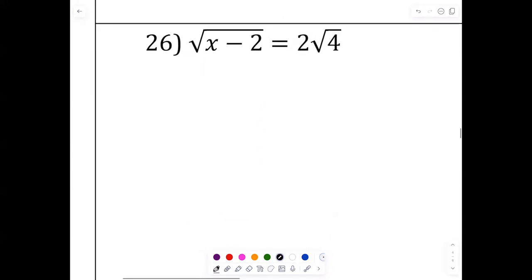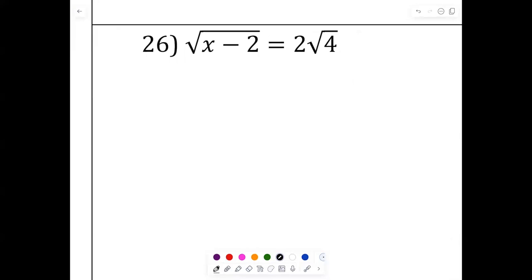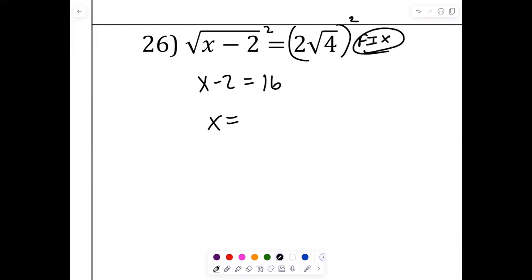Let's knock out 26. What do I have to do to both sides? All right, now there's a problem here. Squaring both sides. Oh, that one's kind of silly. What's the square root of 4? 4. All right, so x, that's all right. X minus 2 equals what? 16. Perfect. I need to fix that. So x is equal to what? 18. Anybody have any questions with that?